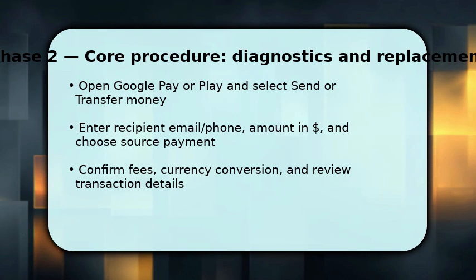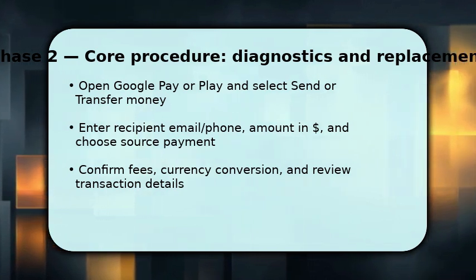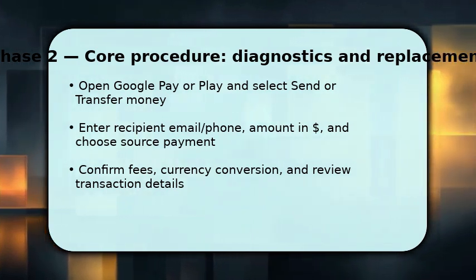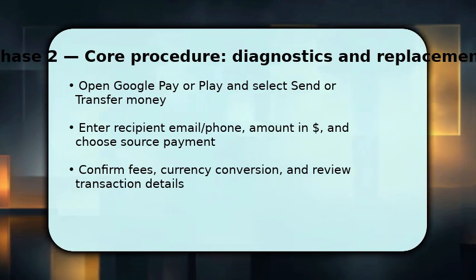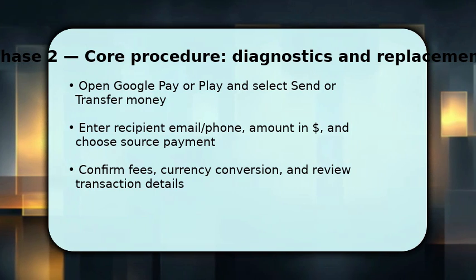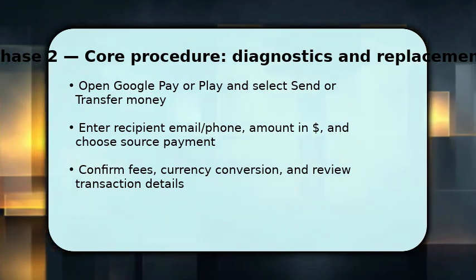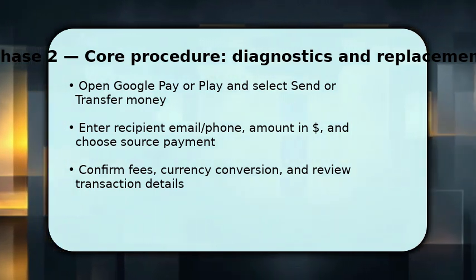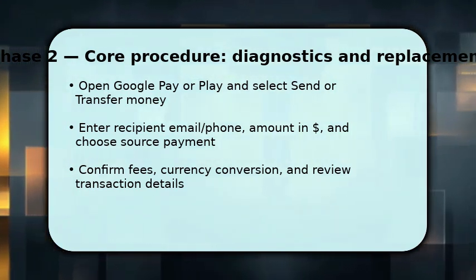Next, type the amount in dollars and select the source: Google Play balance, card, or bank. Pause to check for fees or currency conversion, because those change the final amount. Tap Review, read the summary, and then authorize the payment with your password or biometric to proceed.